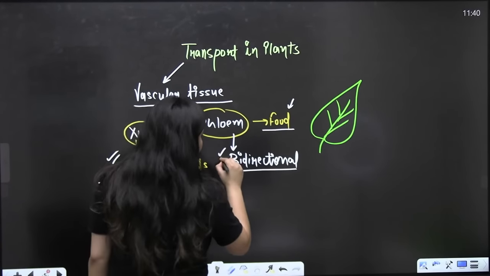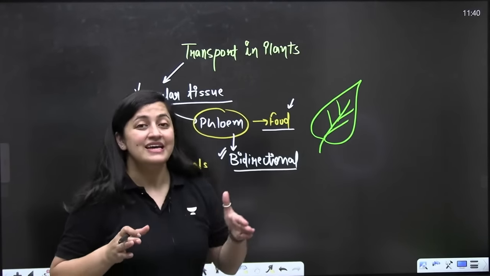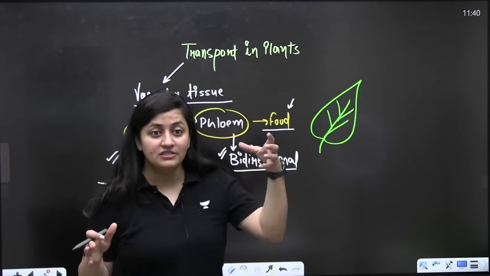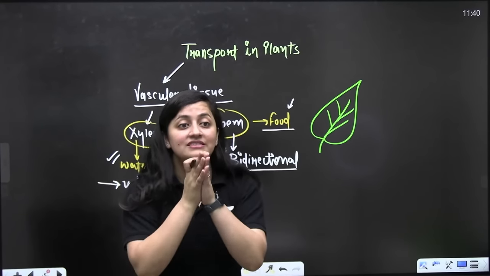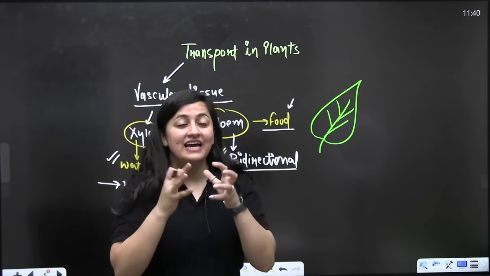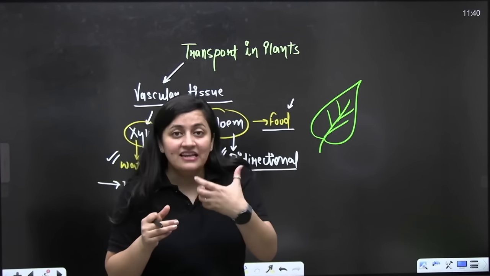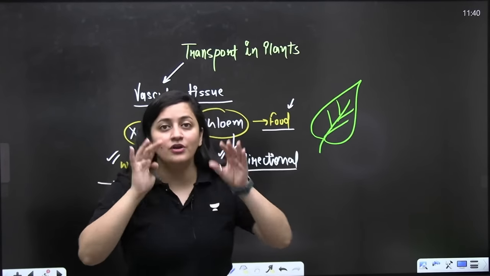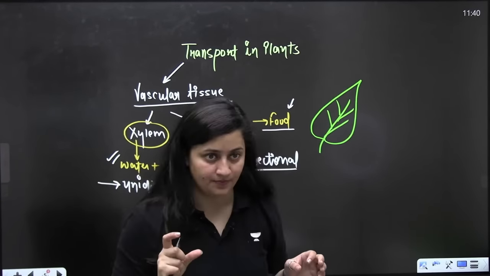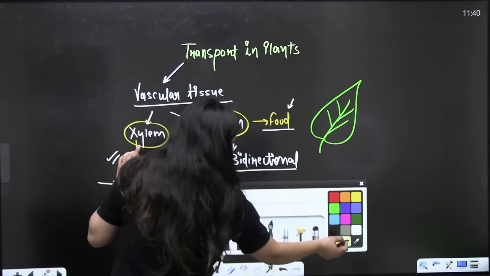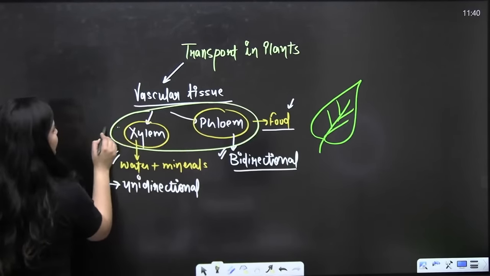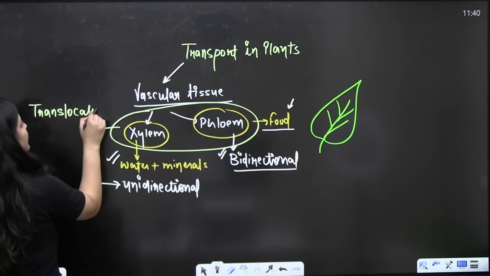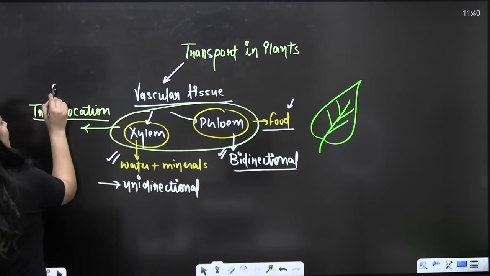So, as I said, in the case of phloem, it is going to be bidirectional. Because plants do not have a heart or a circulatory system, xylem and phloem are there. Whenever xylem and phloem are involved in long distance transport, we use the word translocation, right? Is that clear? It's a PYQ.